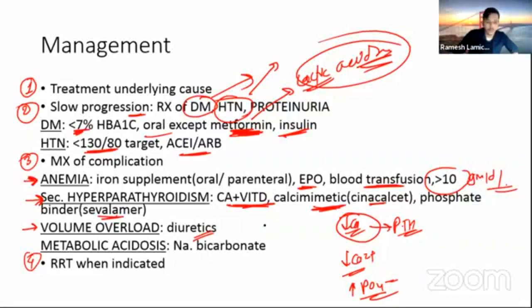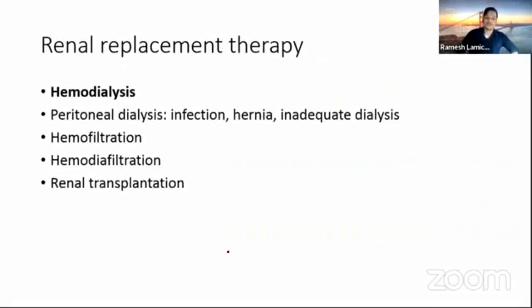ফ্রুসেমাইট, লুপ ডায়ুরেটিক্স গুলো ইউজ করতে পারো। আর if the patient has metabolic acidosis, we can give bicarbonate, এটা অ্যালকালাইজার। সো রেনাল রিপ্লেসমেন্ট থেরাপি দিব আমরা, যখন রিপ্লেসমেন্ট থেরাপি অপশন আছে আমাদের স্টেজ 4 আর 5 বলে রেনাল রিপ্লেসমেন্ট থেরাপি। সো what are the renal replacement therapies?